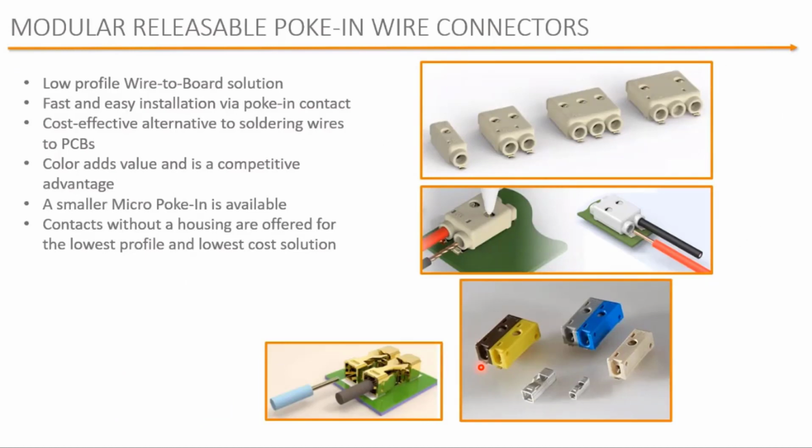TE has introduced modular release poke-in wire connectors. They're for wire-to-board applications, and it's much easier to use this type of connector than to hand solder the house wire or the building wire onto a printed circuit board. All you have to do is strip the wire and then poke it into the connector housing. Very simple, 18 to 22 gauge.